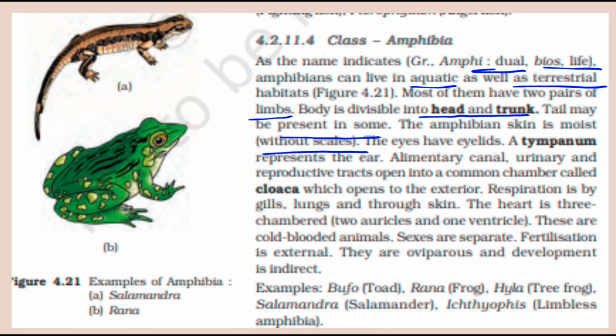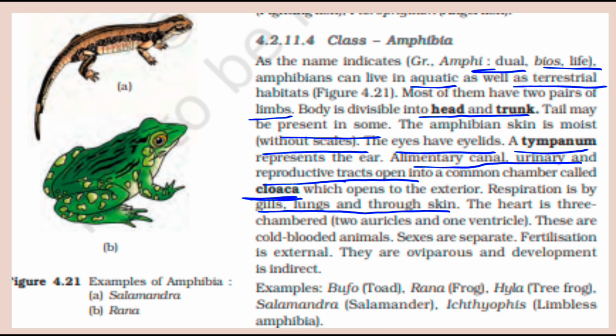Skin is moist without scales. Eyes have eyelids. Tympanum represent ear, which opens to exterior. Respiration is by gills, lungs, and through skin. Heart is three-chambered, two auricle, one ventricle. These are cold-blooded. Sexes are separate. Fertilization is external. They are oviparous, and development is indirect.